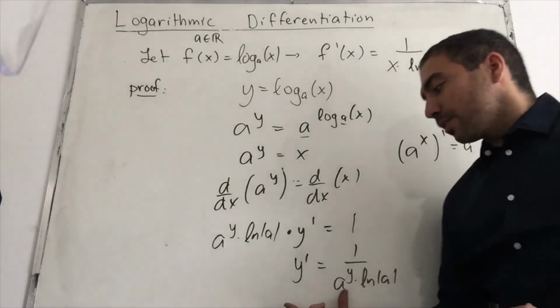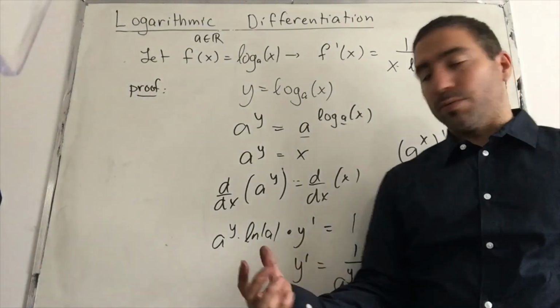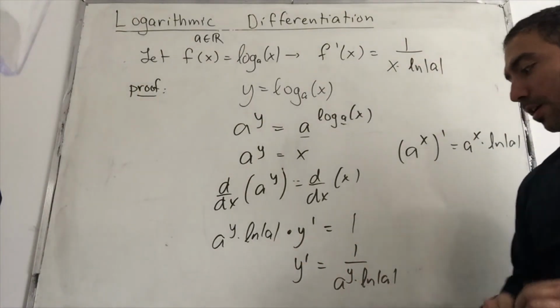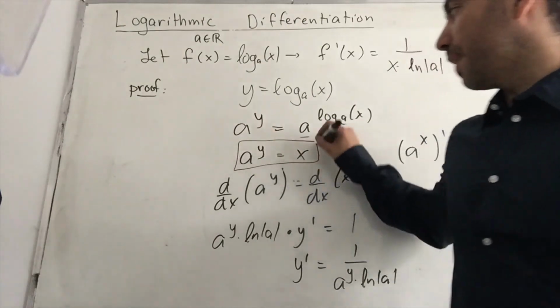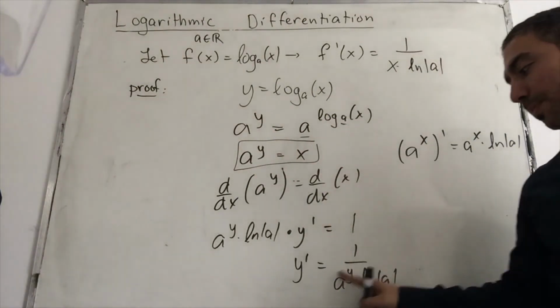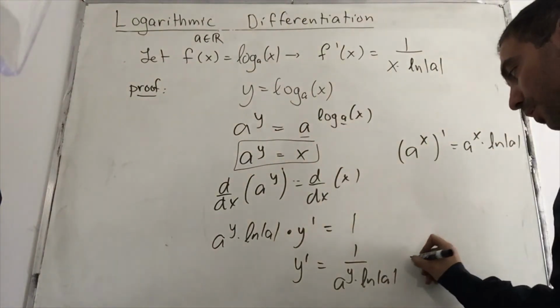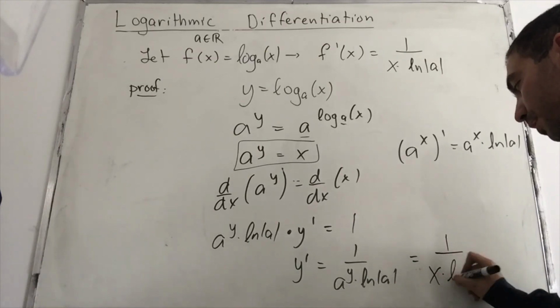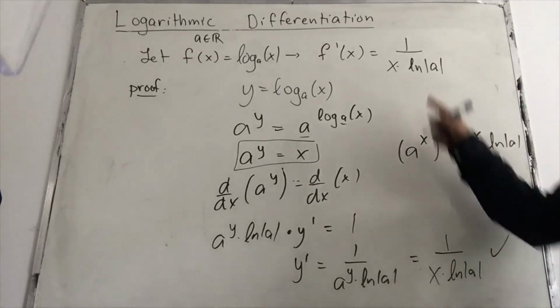Lastly, we don't want to express our answer in terms of y, we want to only express our derivative in terms of x. And this is where we apply the fact that a to the y is equal to x. So we're going to replace a to the y with x itself, giving us 1 over x times ln of a. And this is the derivative we wanted to show.